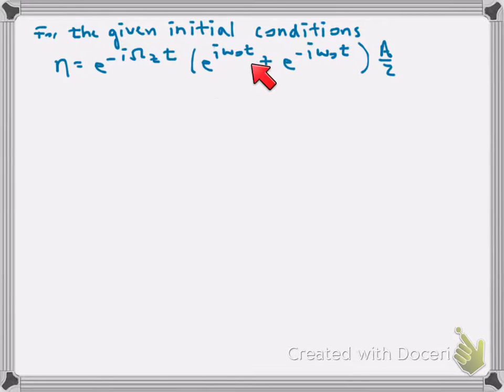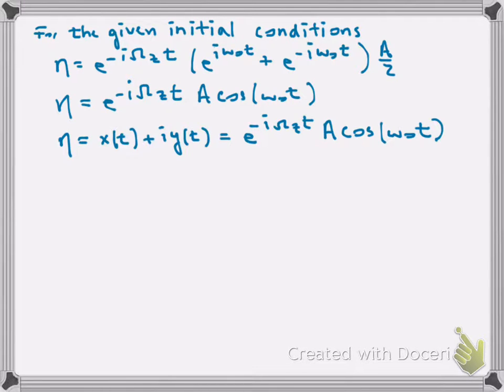On the other hand, e to the i omega naught t plus e to the minus i omega naught t is just 2 cosine omega naught t, and that 2 will get canceled with the 2 in the A over 2, and I'll be left with eta equals e to the minus i omega z t times A times cosine omega naught t. And eta is equal to x of t plus i y of t, equals e to the minus i omega z t A cosine omega naught t.